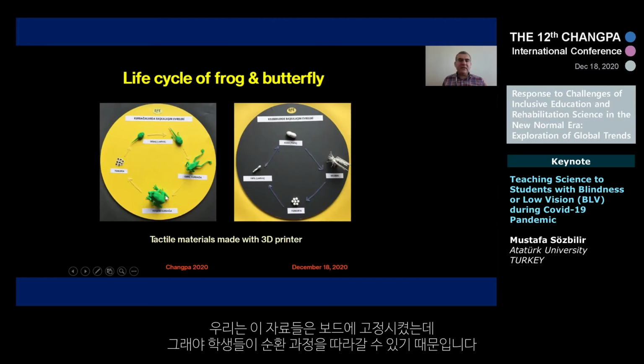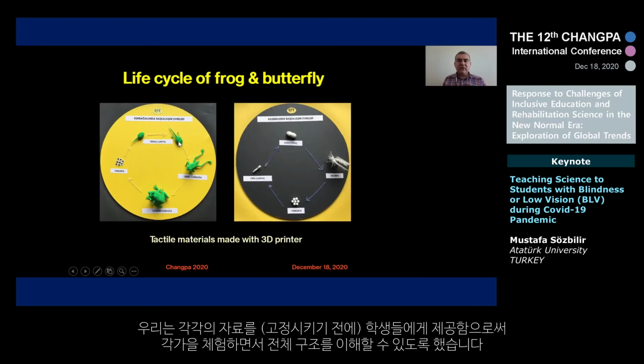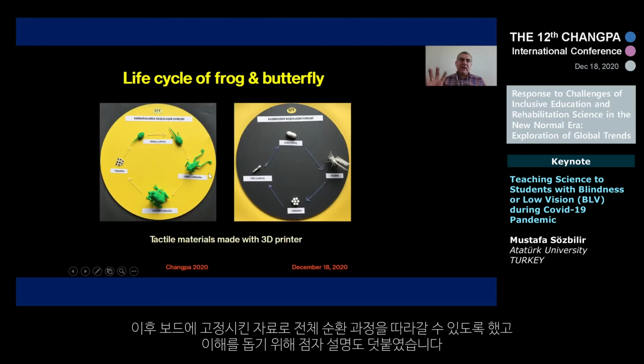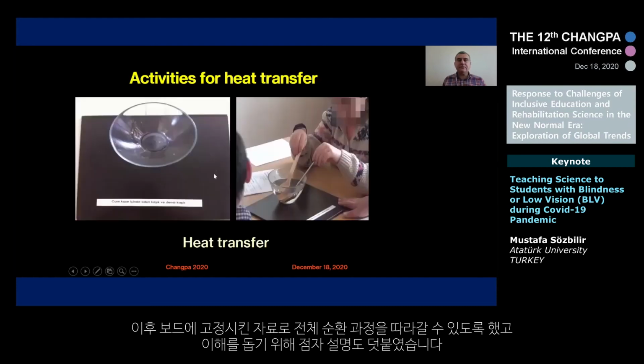We fixed these onto a board because if you don't fix them, students are not able to follow the cycle. But we also gave more of those materials to them to play with first, and to understand what kind of structure they have. And then we give the second one, the fixed board one, on which they can follow the cycle, and then they can read it. These are also printed in Braille too.